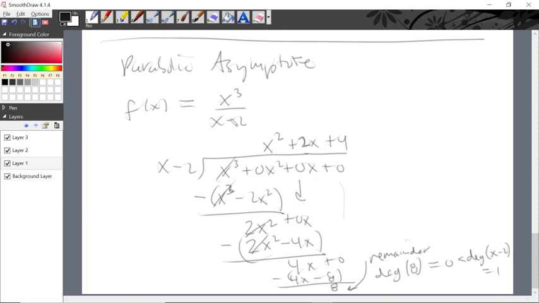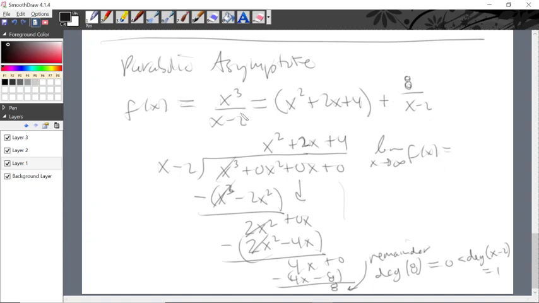So f of x equals x cubed over x minus 2 can be rewritten as the sum of this quotient, x squared plus 2x plus 4, and the remainder divided by the original denominator x minus 2. So this is a rewriting of the original function. Now if we take the limit as x approaches infinity of f of x, that limit is going to infinity overall, but it is also approaching this, because the limit of this right here as x goes to infinity would just be 0.